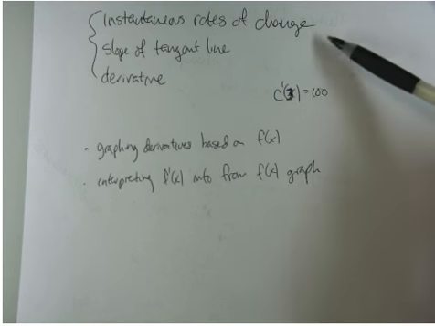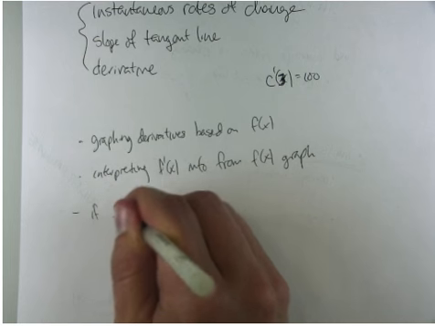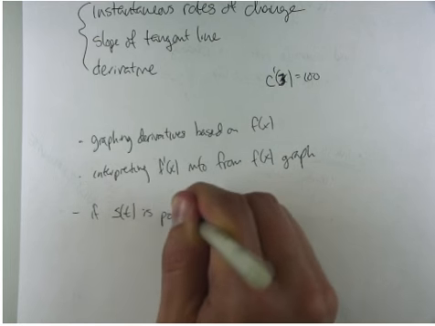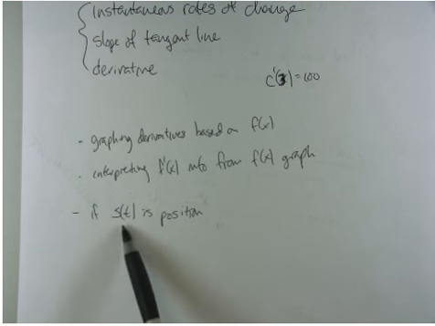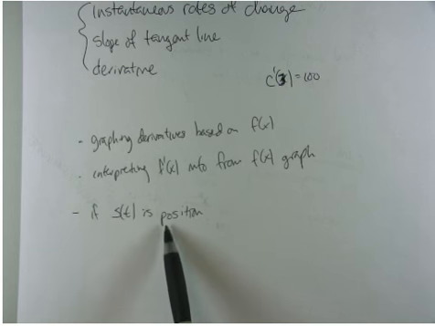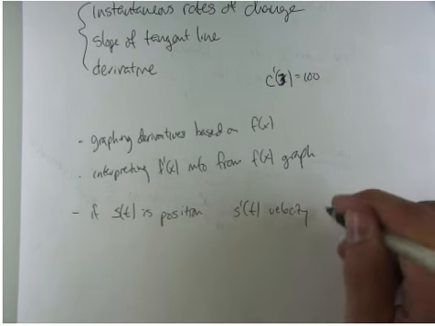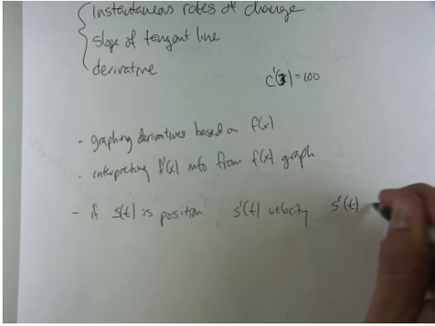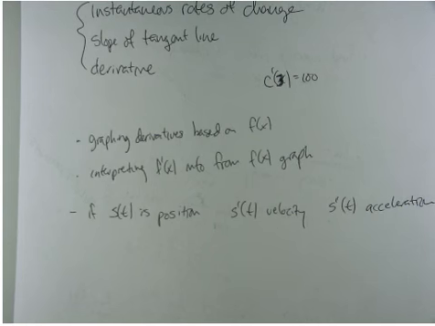As far as instantaneous rates of change, a particular example of interest is if s of t is position along a line. You'll remember that s prime of t is velocity, and that s double prime of t is acceleration. So those are of interest. This brings in the idea of higher derivatives.